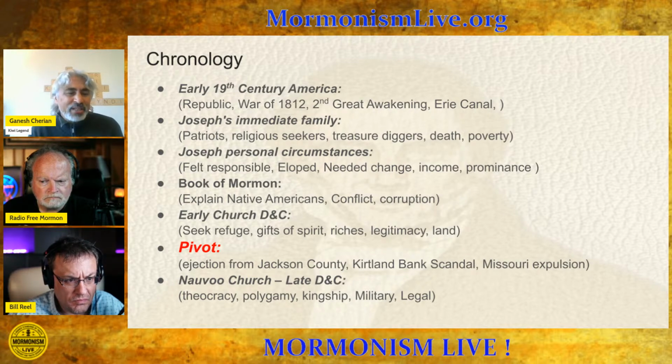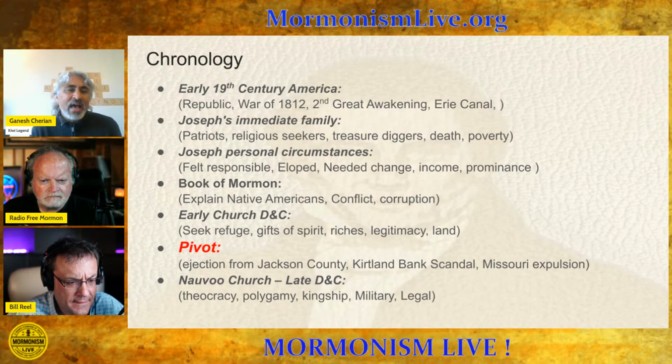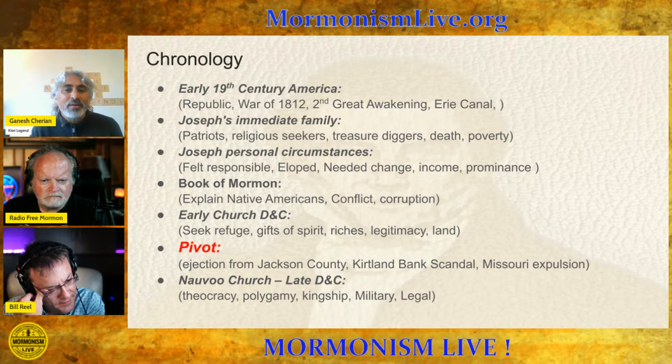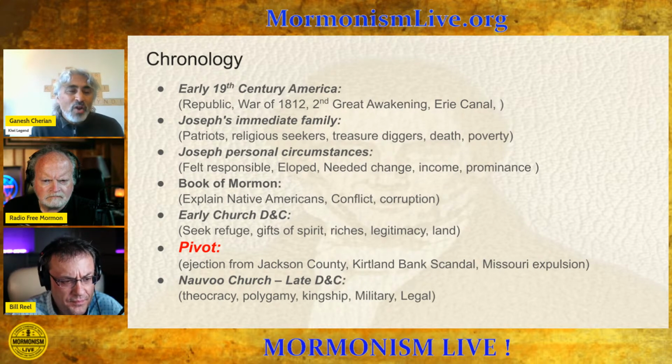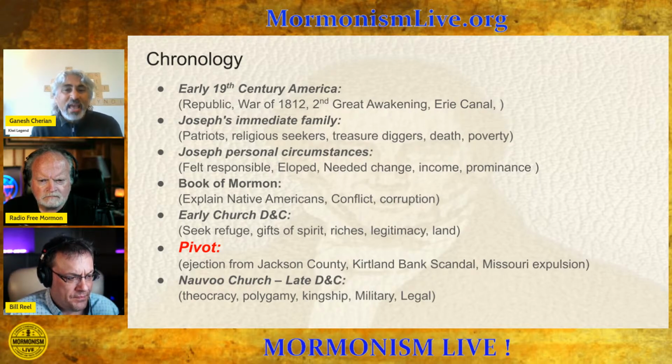Then there's Joseph's immediate family. So what's happening to them? This is his parents, his grandparents, his siblings, the family dynamic, what is going on? Some of these are, Joseph's grandfathers were patriots, his mother, his father to some degree, religious seekers, his dad's a treasure digger. There's death, Joseph's parents have lost children in infancy, and they lose Alvin at 23 years old. And even Joseph loses a child in infancy. So death is a major portion, and poverty is massive.